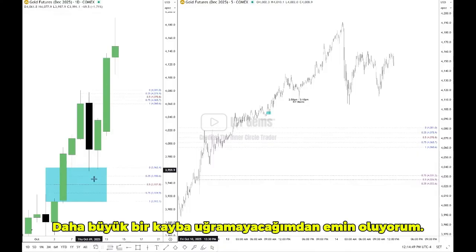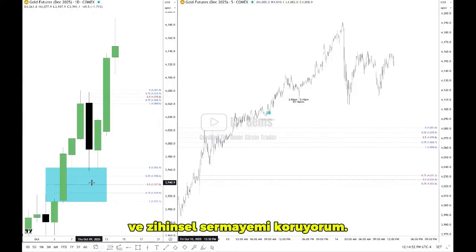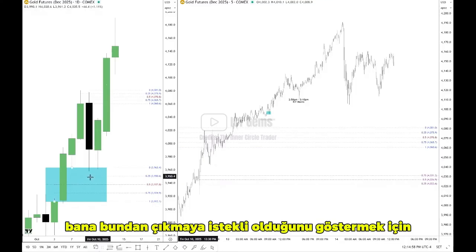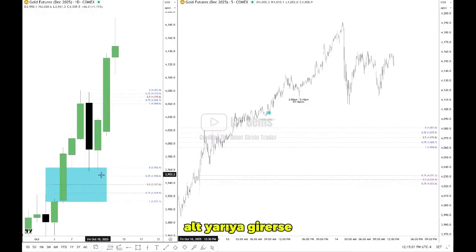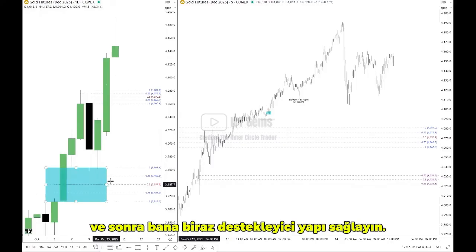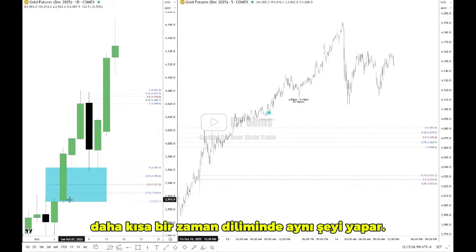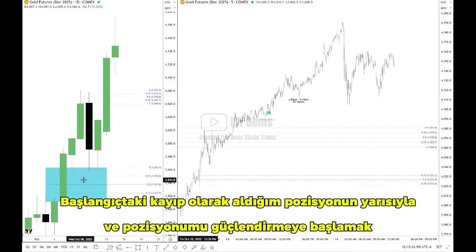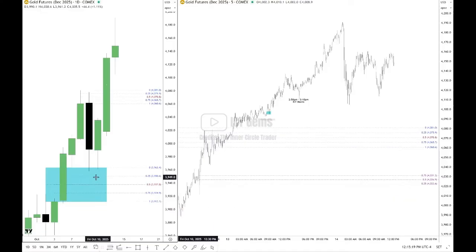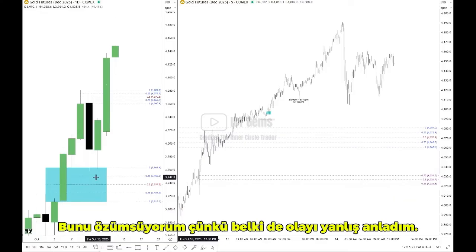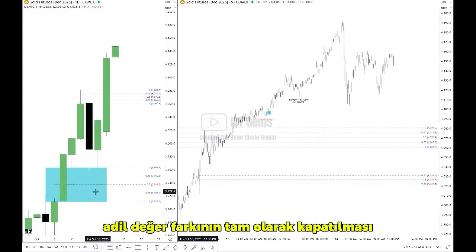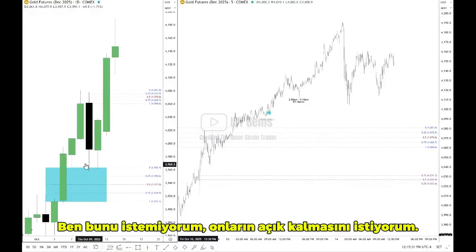I'm ensuring that I'm not going to sit in a larger loss, and I'm protecting myself and guarding my mental capital. And then what I would rather see is it show me a willingness to come out of that. If it goes in the lower half, it needs to come back out of that and then give me some supporting structure in a lower time frame where it does the same thing here, a buy side imbalance sell side inefficiency that does not fill in on a lower time frame. Then I'll hop back on and start building my position up with half the position I took as an initial loss, absorbing that because maybe I got a bad read on it. Maybe I was a little too overzealous or whatever. But I don't ever want to be buying full closure of a fair value gap. I don't want that. I want to see them stay open.